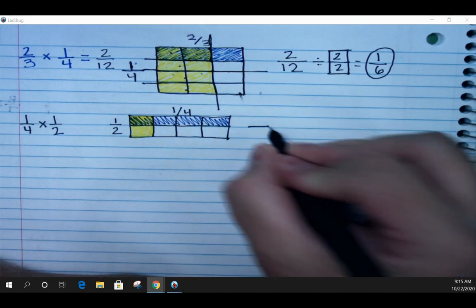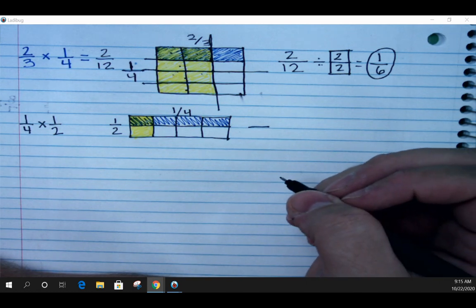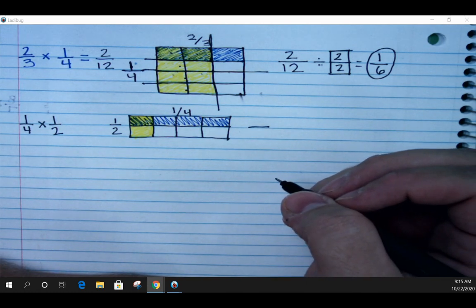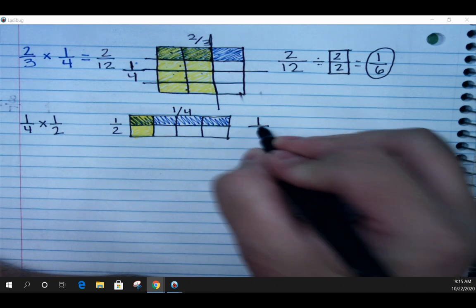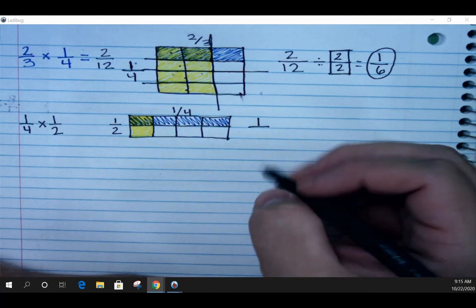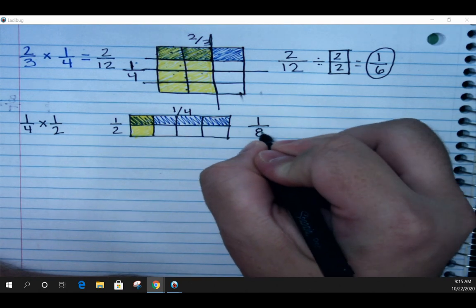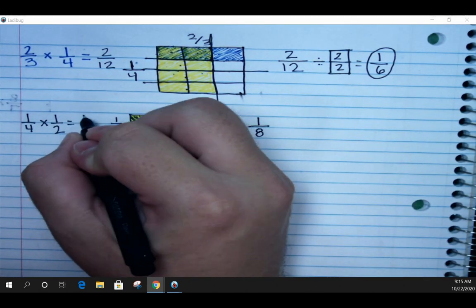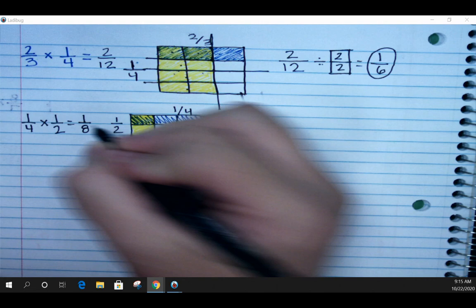How many blocks are green? 1. How many total blocks are there? 8. So 1/4 times 1/2 equals 1/8.